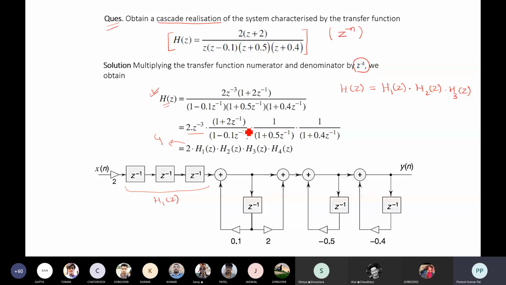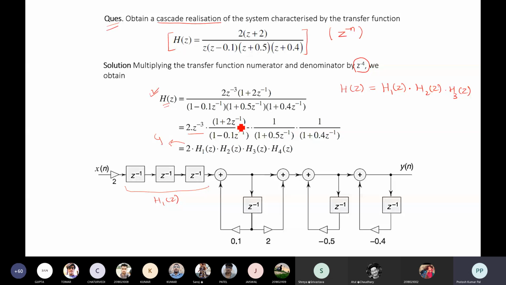Then h2 of z. h2 of z has a numerator and denominator, so the same technique, direct form 1 or direct form 2. Basically, we will follow the direct form 2 structure to realize it. And one more thing: we should make sure that the order of the numerator and denominator is the same when we realize the separate transfer functions. This will help optimize the requirement of memory elements.